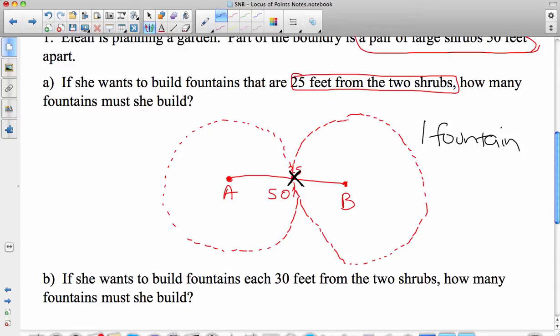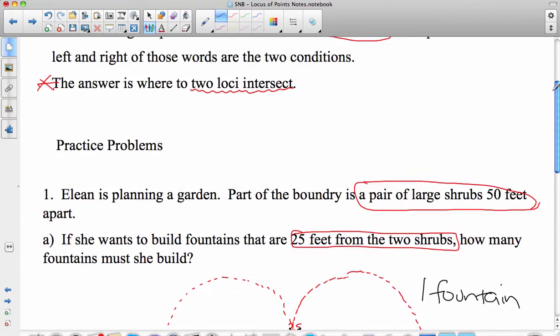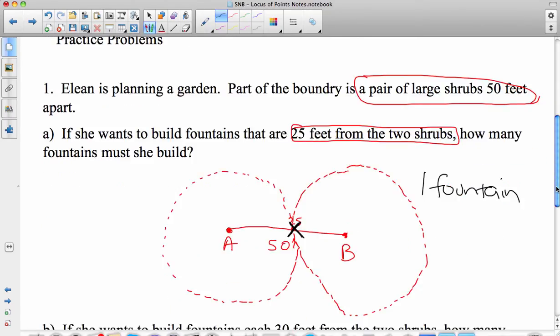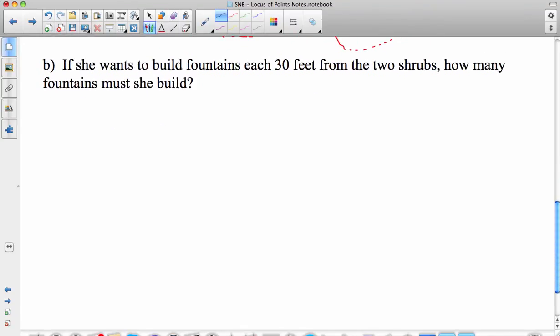Okay, scrolling down, looking at part B, we still start off with our two shrubs that are also 50 feet apart. So we have shrub A, and we have shrub B, and the total distance again is 50 feet.